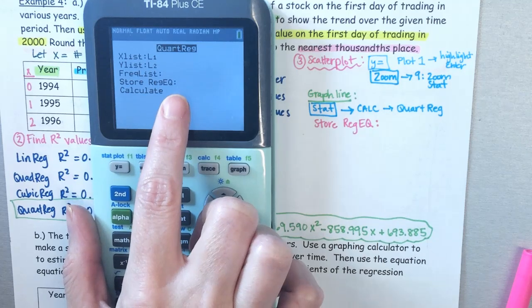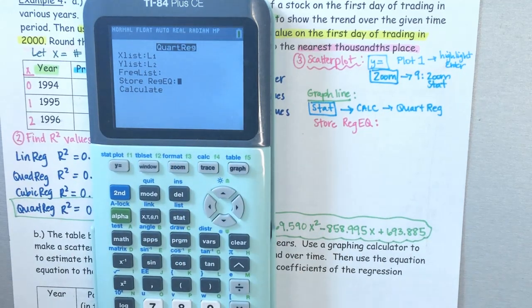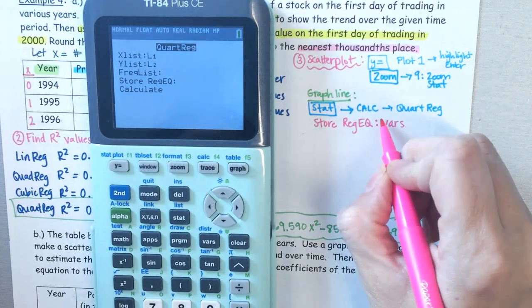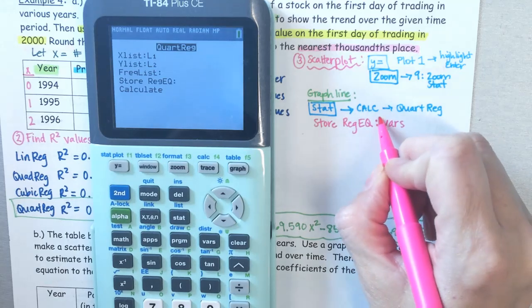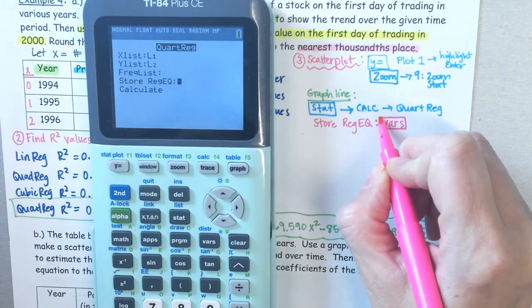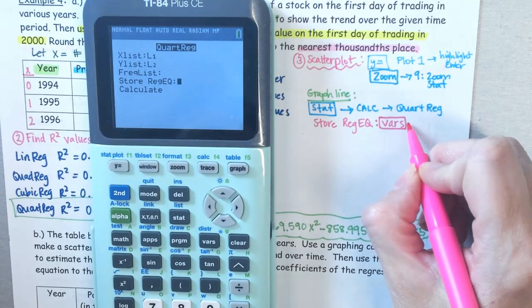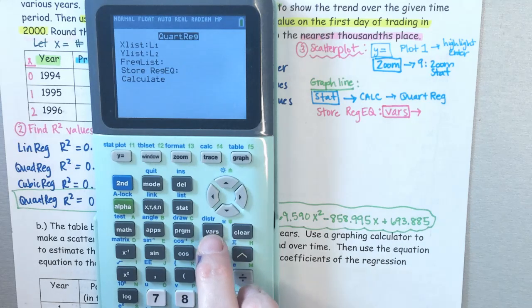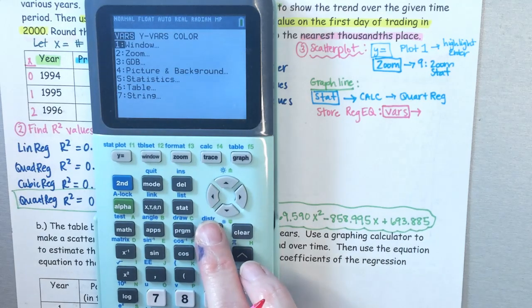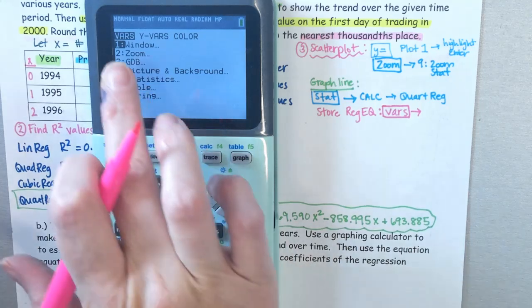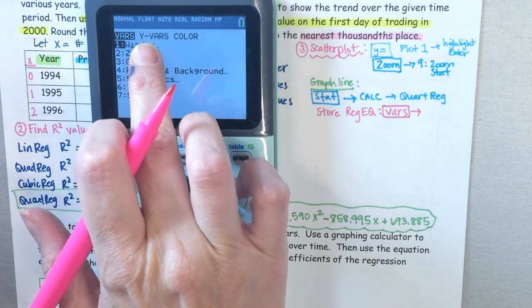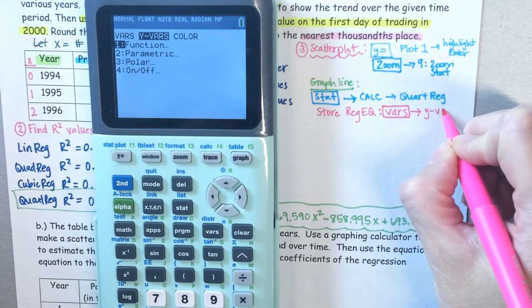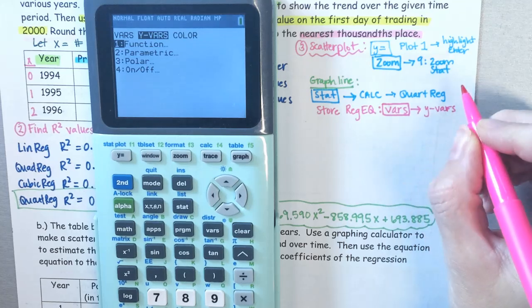Okay, so now what we're going to do is we're going to hit the VARS button. VARS, V-A-R-S. VARS is variables. Okay, so if you can't find it, it's right here. V-A-R-S, VARS. So click on that. And then see at the top you have this menu. We're going to go to Y-VARS. Okay, so you're going to arrow over to Y-VARS.